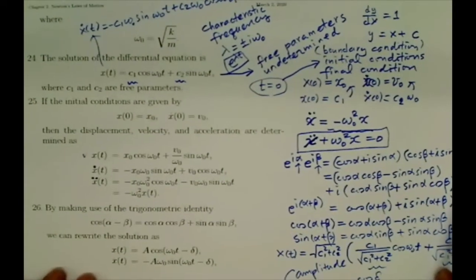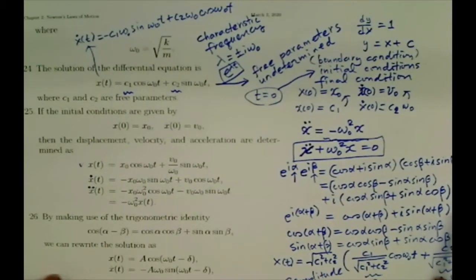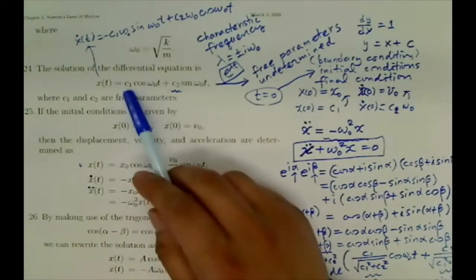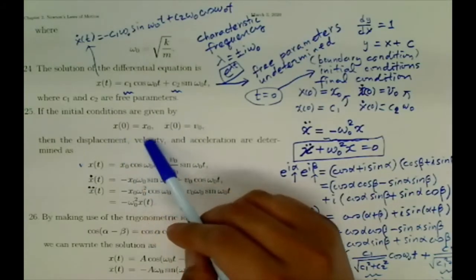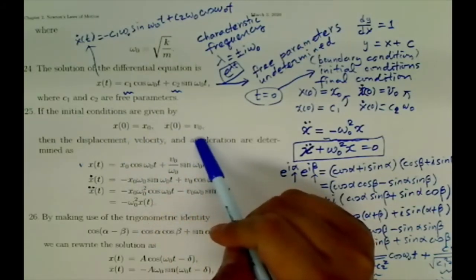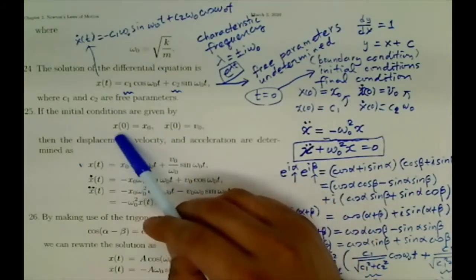Next, we consider how to determine these two undetermined parameters, C1 and C2. They can be determined by introducing some conditions. For example, this one is a so-called initial conditions for the differential equation.